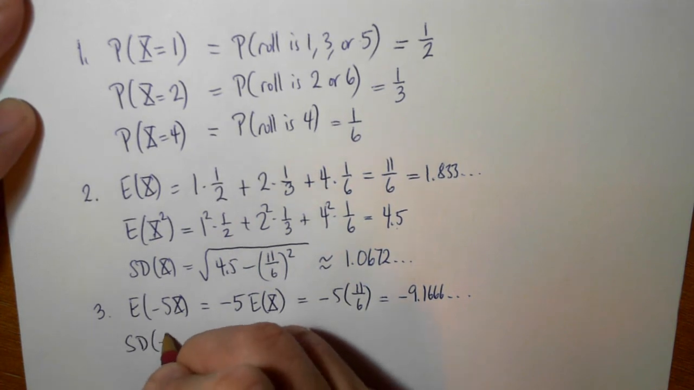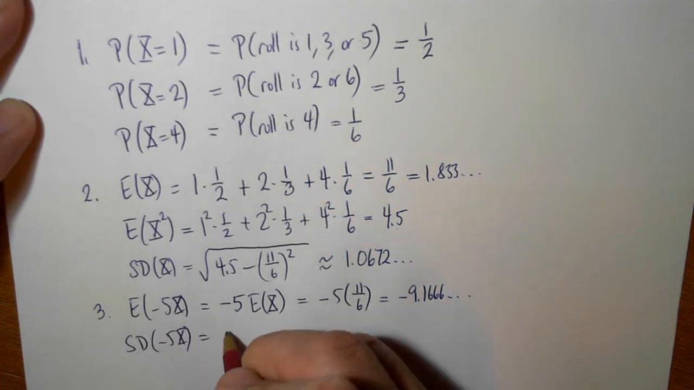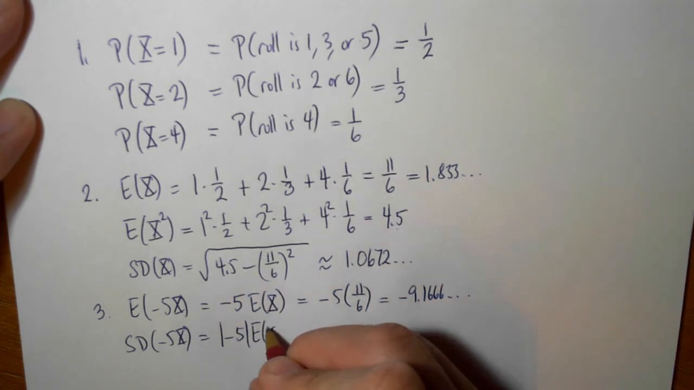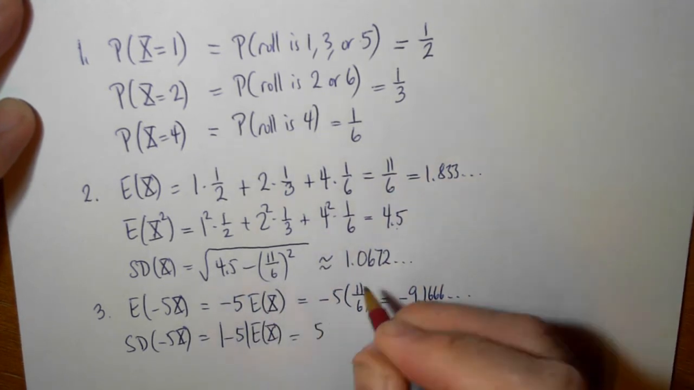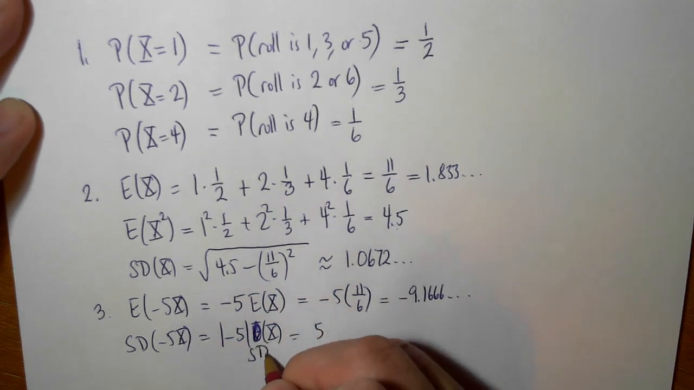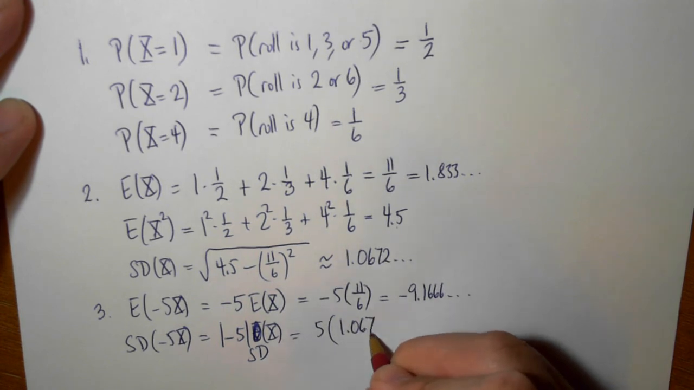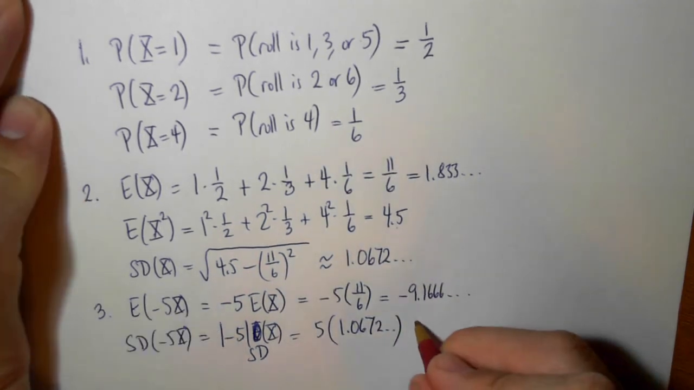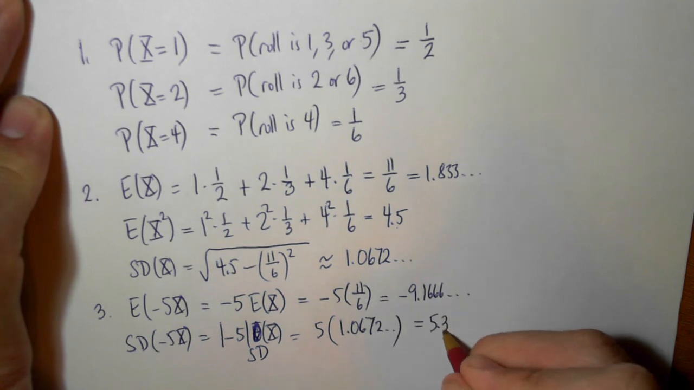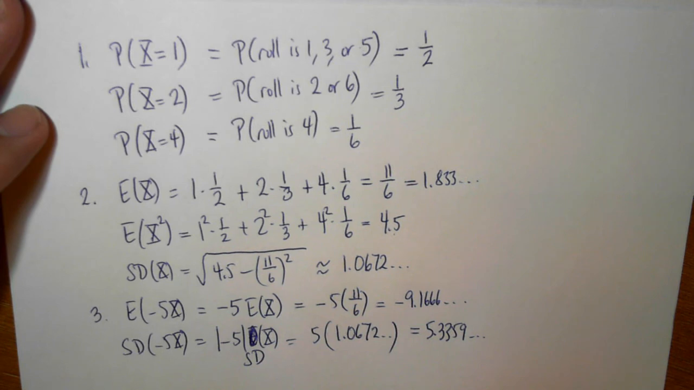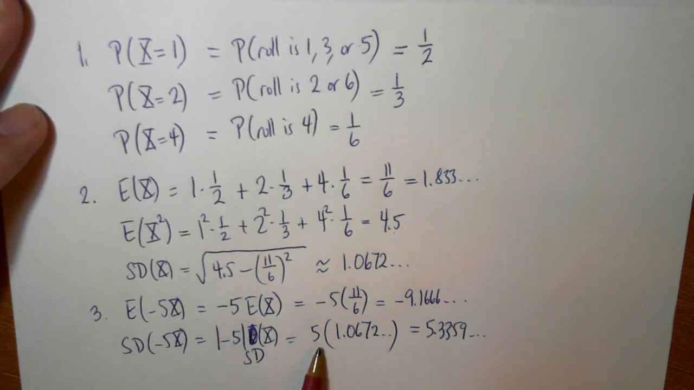To find the standard deviation of negative 5x, this time the negative 5 doesn't pop out, the absolute value of negative 5 pops out. So it pops out positive, so 5 times the standard deviation of x, which was 1.0672, and so on. And plugging into a calculator, we get 5.3359 and some digits. So that is the calculation for this one. The last part of the problem, the negative 5 does not pop out, it's 5 pops out, because standard deviations must be positive.